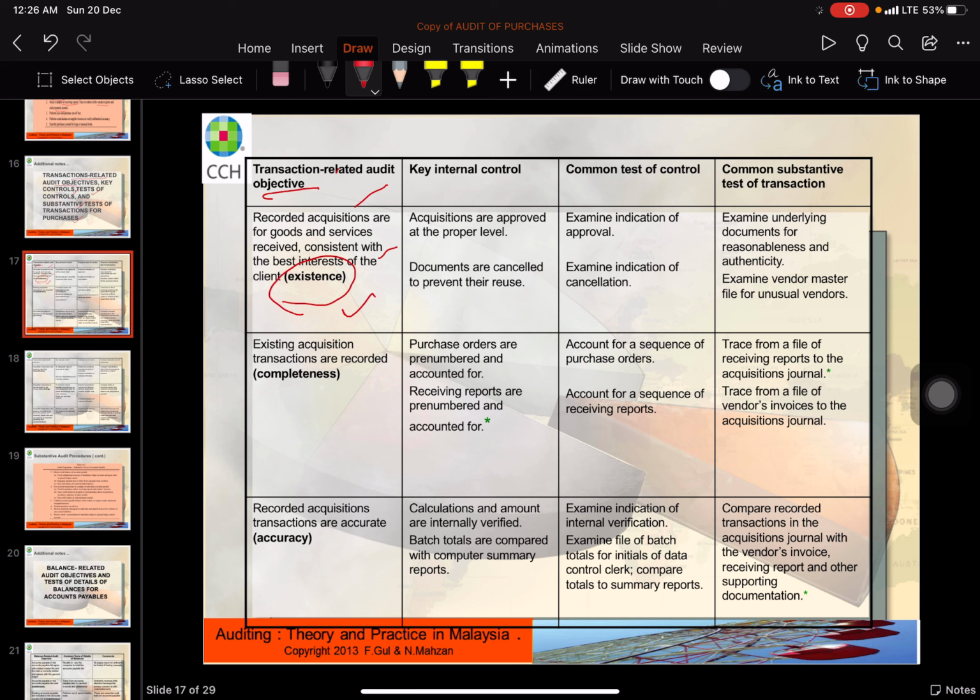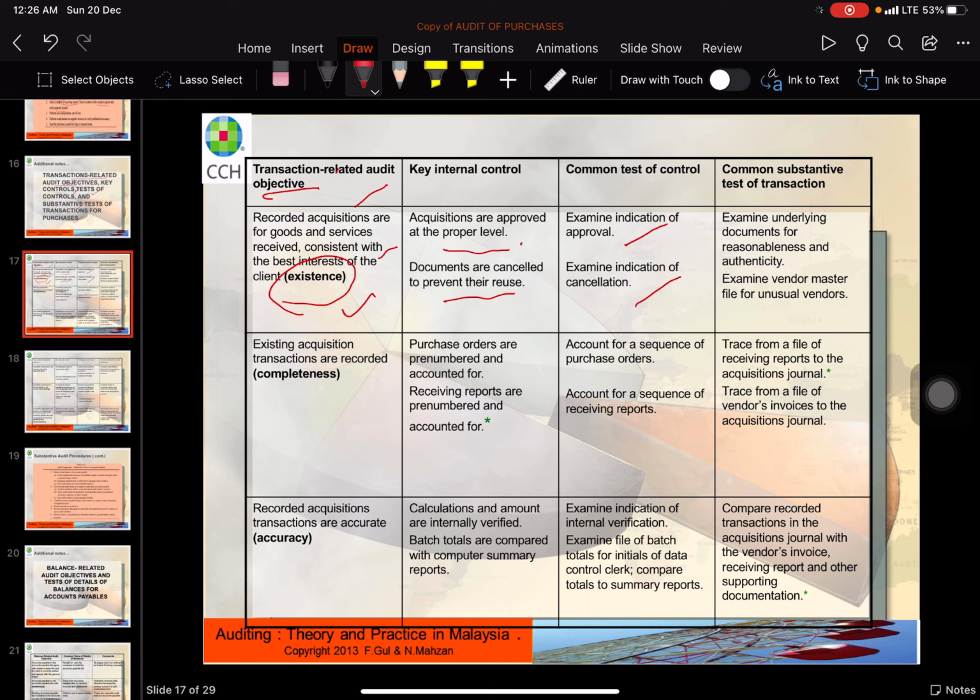The key internal control: acquisitions are approved, so make sure that everything is approved. Documents are cancelled to prevent their reuse. When the document is paid, we have to stamp or cross the document to show it's already paid. So we have to examine indication of the approval, and examine indication of the cancellation, if there is.